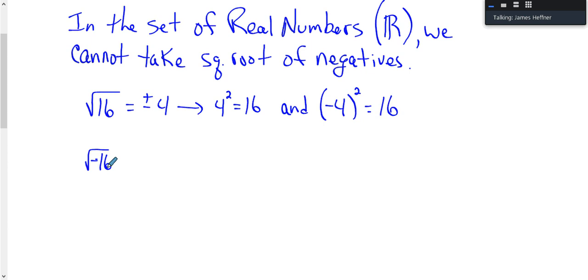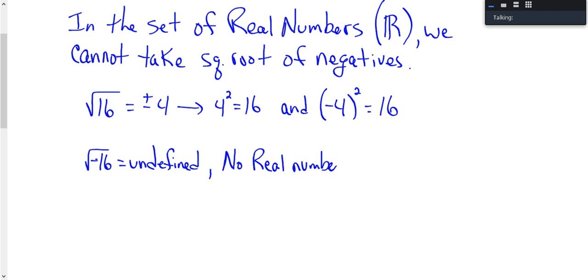Well, we know that's undefined, right? Well, why would that be undefined? Why can't we do that? Because there's no root number. It's undefined because no real number squared will become negative, right?